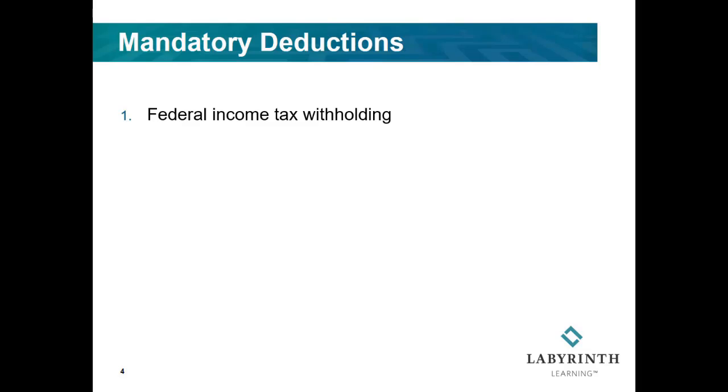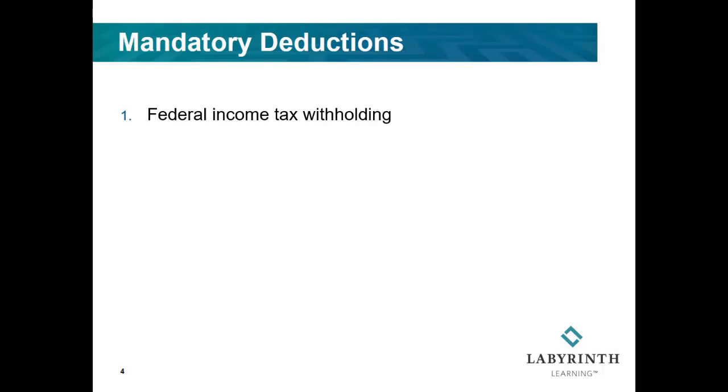There are a number of mandatory deductions, the biggest being the federal income tax withholding. Question is, how does the employer know how much to withhold from each employee's paycheck? The answer is Form W-4. Employers provide to their employees the Form W-4 typically on the first day of hire. Information is filled out by the employee, provided to the employer, and with this information, the employer could calculate the amount of tax withholding.